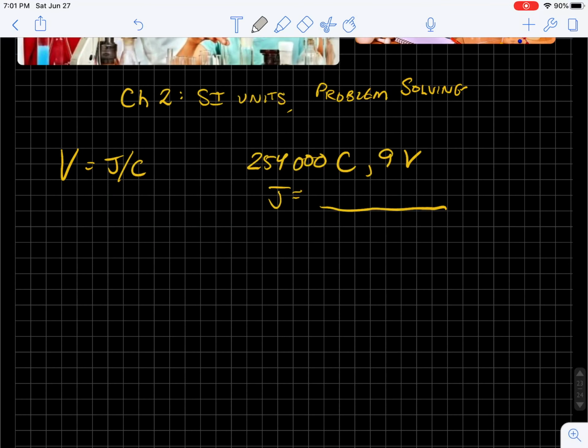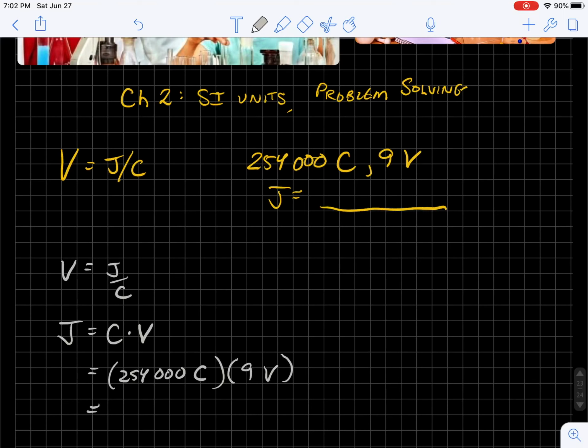Okay, so we can use a formula-based problem-solving technique here. We're going to write the formula: voltage equals joules divided by coulombs. Now they want us to solve for joules, so our second step is to do that. That means a joule is a coulomb times a volt. Now we're going to substitute in number and unit. We don't have a chemical label here, so we don't have to worry about it. 254,000 coulombs times 9 volts.